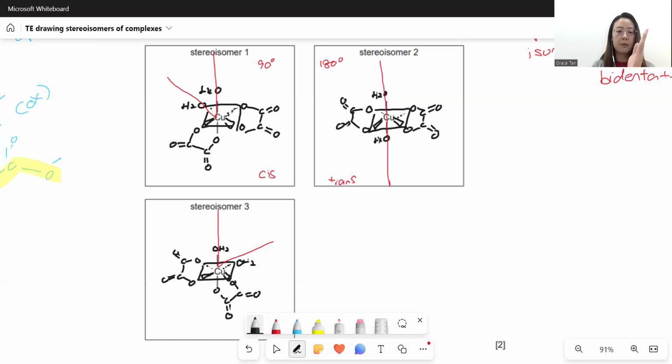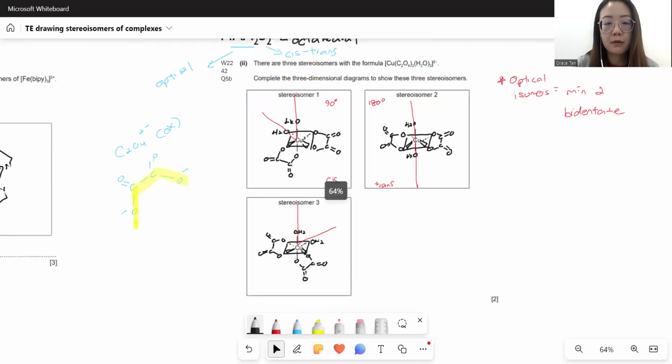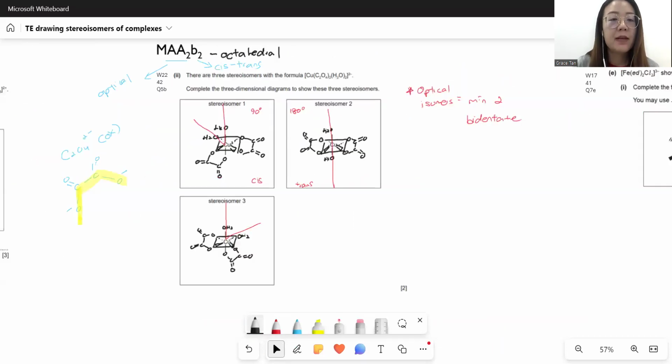Okay, so this is the optical isomers for the cis version. When you have a 2 bidentate, 2 monodentate combination, they will show cis-trans and optical, but bear in mind, only the cis will show optical. The trans won't show optical because the mirror image of the trans is exactly the same as the original version. Okay, so this is the 4th type of question, which is the M capital AA2 and a small b2.